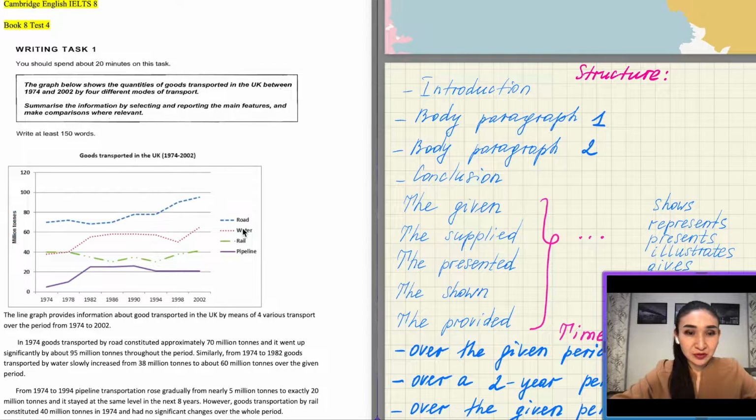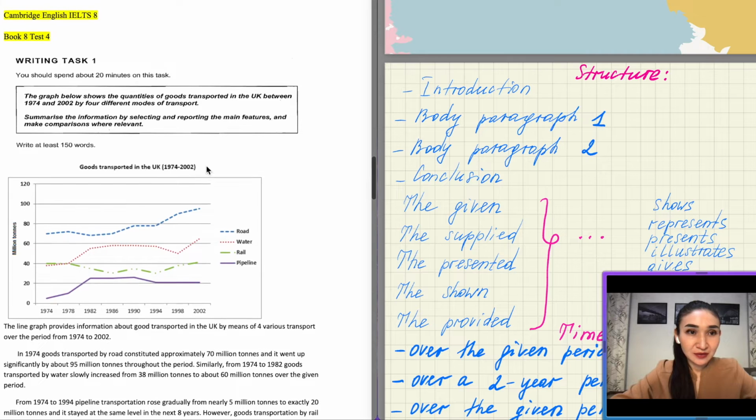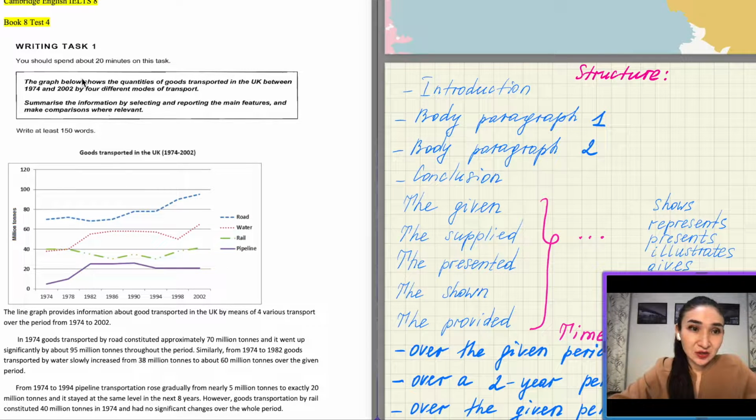So let's start. Basically, I got this task from the Cambridge book for IELTS preparation, book number 8, and this is test 4. So let's read the task. Writing task 1. You should spend about 20 minutes on this task.